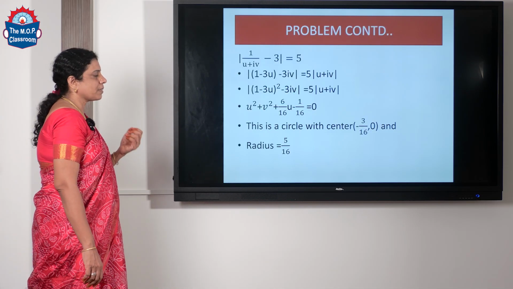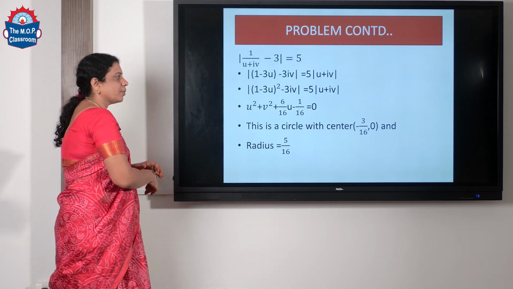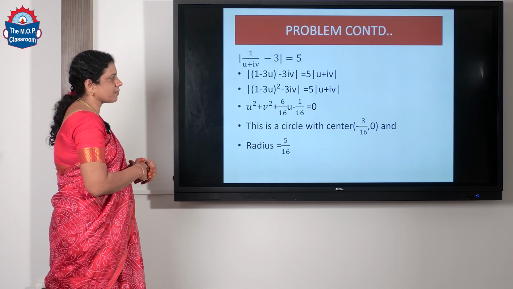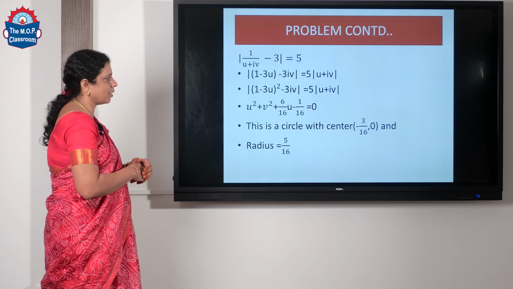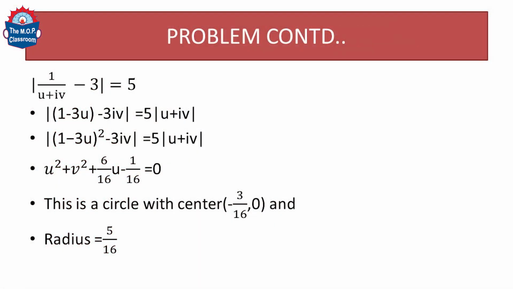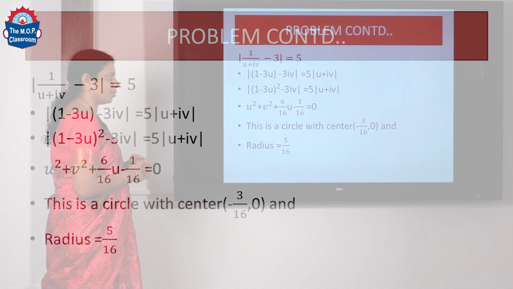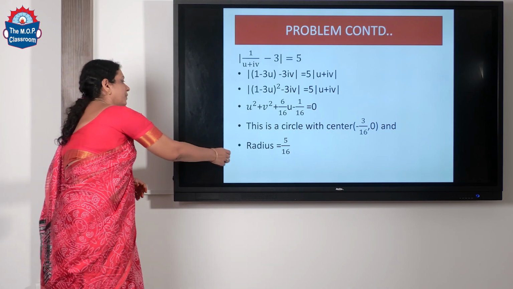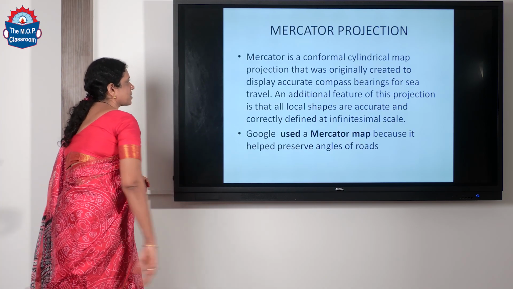I will substitute w as u plus iv. After simplification, we get the circle equation: u square plus v square plus 6 by 16 of u minus 1 by 16 equal to 0. Here the center, as we all know, is minus g comma minus f. So, comparing 2g equal to 6 by 16, on simplification we get minus 3 by 16, and v is not there, so we take it as 0. The radius, using the formula, we get 5 by 16.